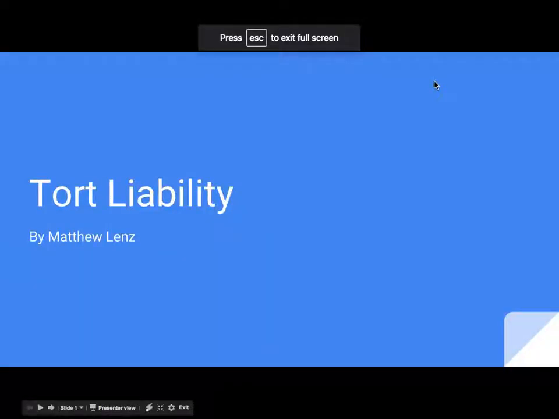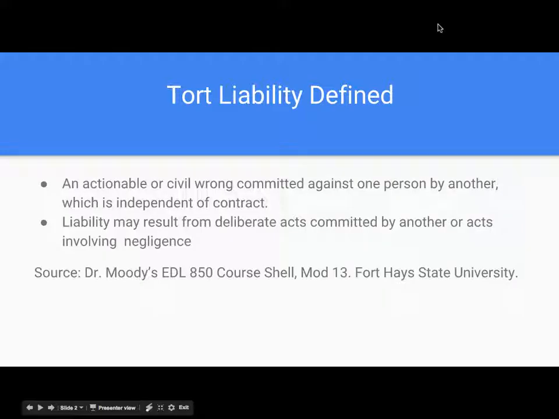So for my presentation on tort liability, I'm going to go through all the different types that we have and some of the proactive and reactive measures. So tort liability is an actionable or civil wrong committed against one person by another, which is independent of contract. Liability may result from deliberate acts committed by another or acts involving negligence.